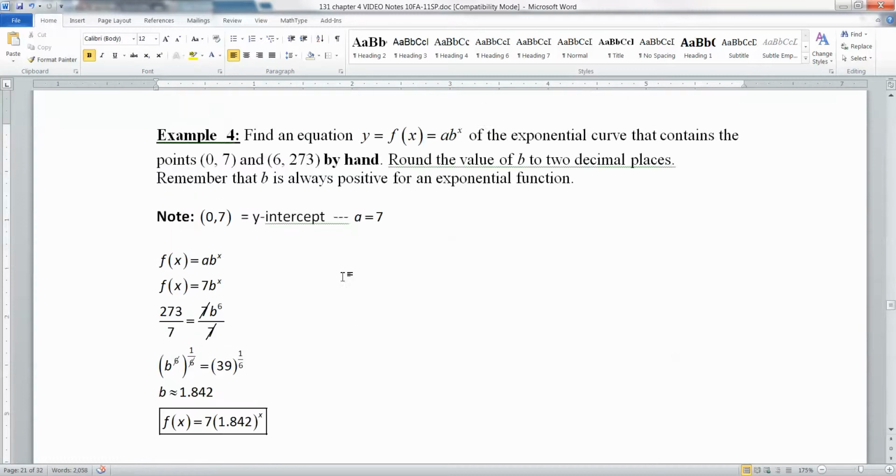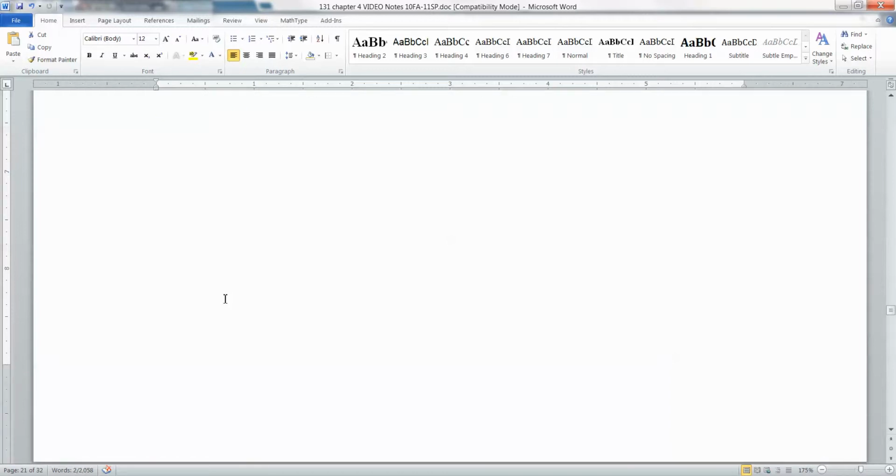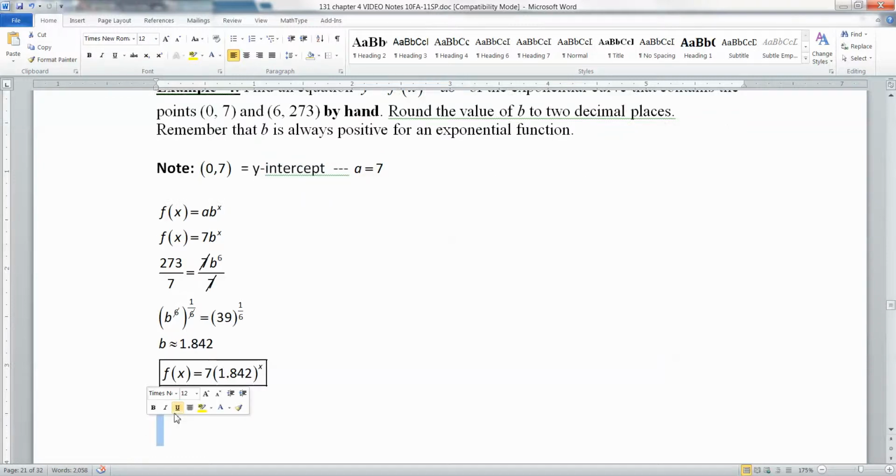Now that particular problem was actually quite simple because I gave you the intercept at the beginning. By doing that, I made your life easier because you could just put 7 in for a and half your work was done. So you know it's coming: I'm going to give you one where I don't do that. All right, let me show you one other thing though really quick.